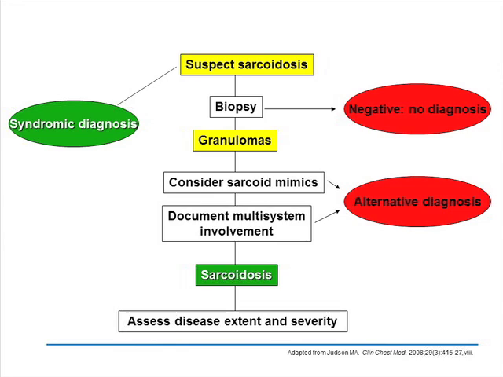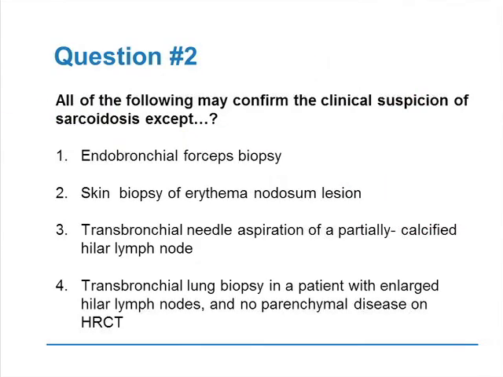So the next slide has the next question, and that is, all of the following may confirm the clinical suspicion of sarcoidosis except, number 1, endobronchial forceps biopsy of the mucosa, number 2, skin biopsy of the erythema nodosum lesion on the shin, number 3, a transbronchial needle aspiration of a partially calcified hilar lymph node, and number 4, transbronchial lung biopsy in a patient with enlarged hilar lymph nodes but no parenchymal disease on high-resolution chest CT.